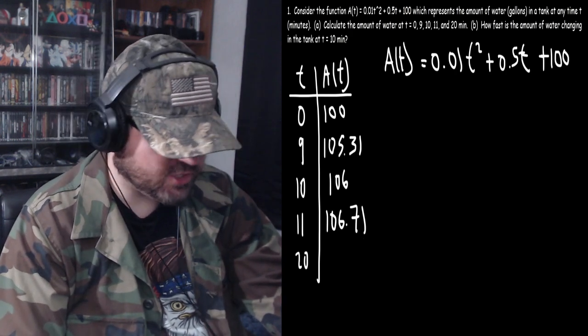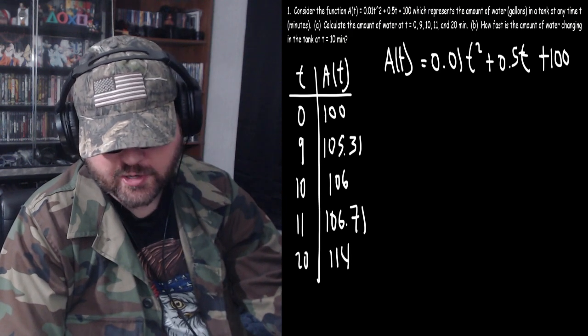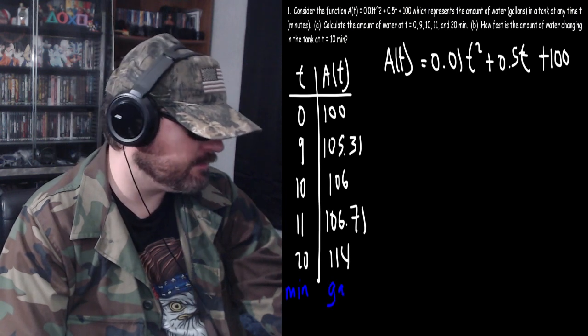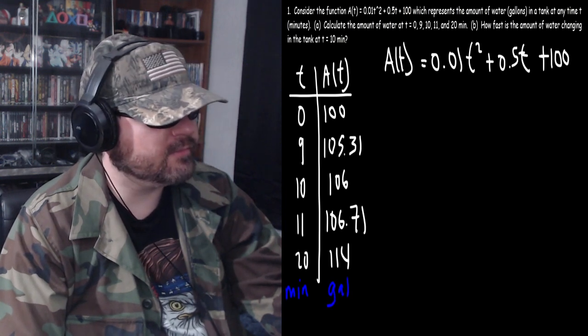So you should get 114. Now keep in mind, t is in minutes and A of t is in gallons. So let's focus on part B.